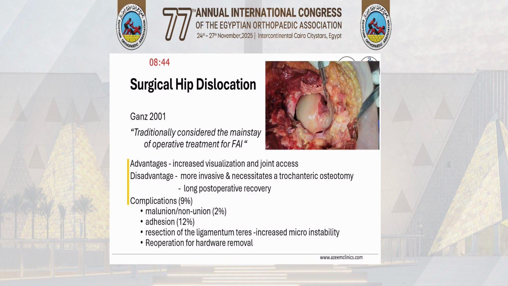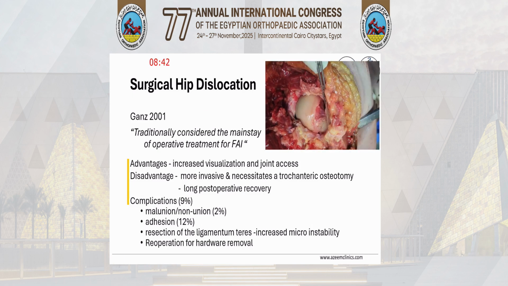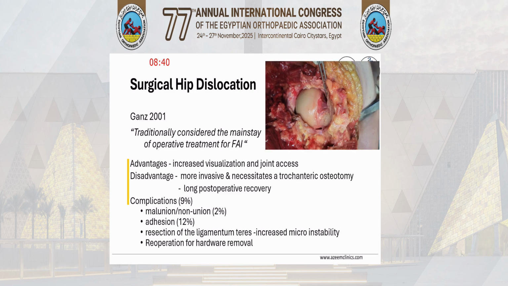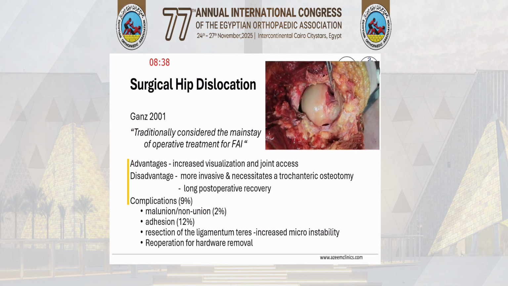We know that the classical or traditional way of treating femoral impingement, at the years of invention or description, was done in the hands of Ganz using an open trochanteric flip or safe surgical hip dislocation, with the following advantages: a global view, increased visualization, together with good templating of the cam. However, its disadvantage is that it's highly invasive and necessitates an osteotomy of the trochanter, with a long post-operative recovery and a long hospital stay.